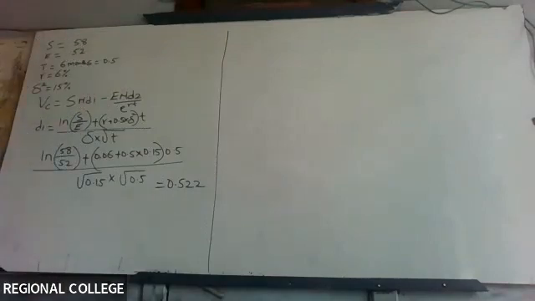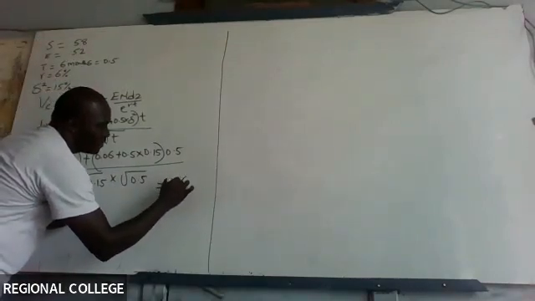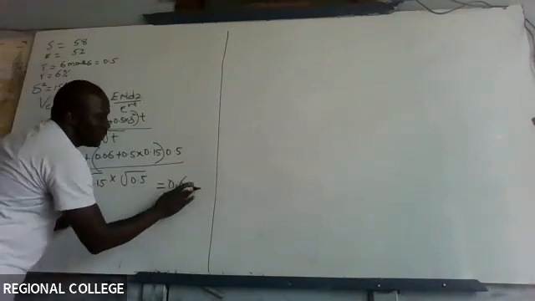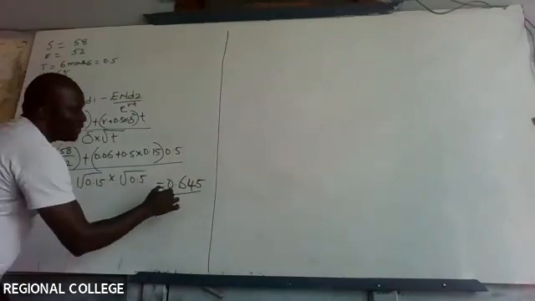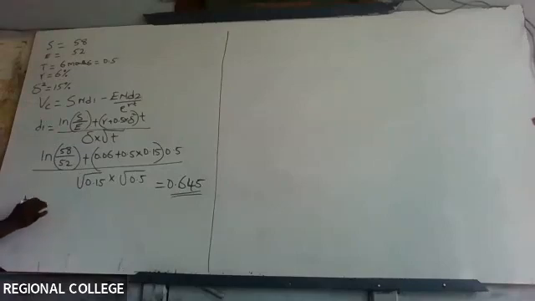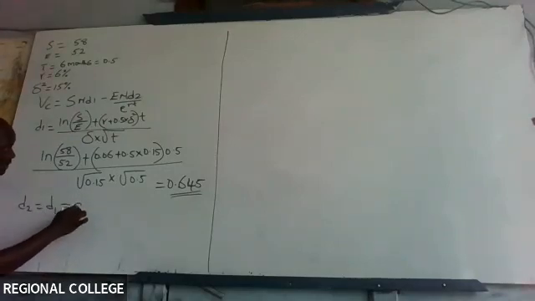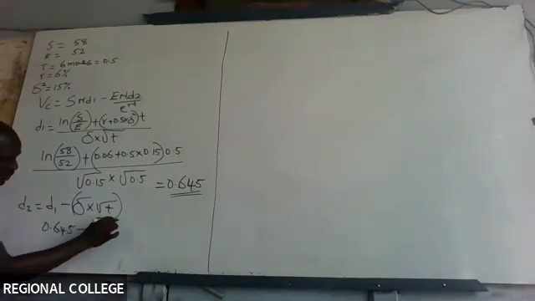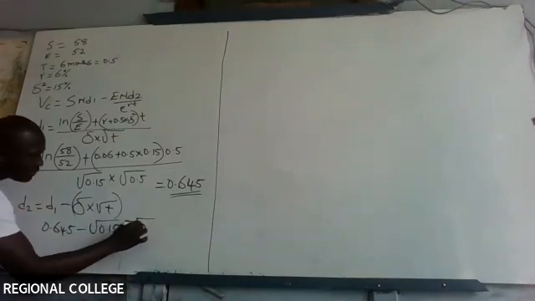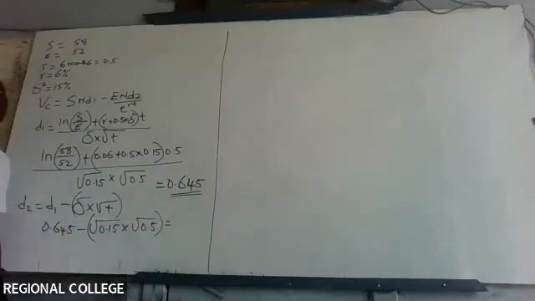We get 0.645, because we need three decimal places. Okay, 0.645 for d1. Now d2 equals d1 minus the denominator of d1, so minus standard deviation times square root of t. So 0.645 minus square root of 0.15 times square root of 0.5. What is our d2?